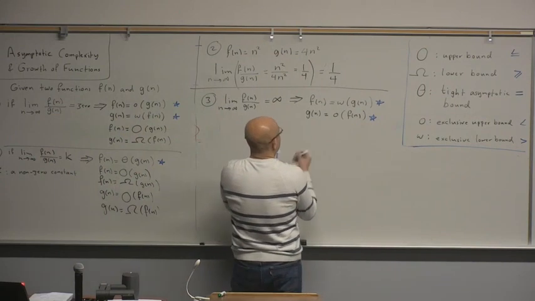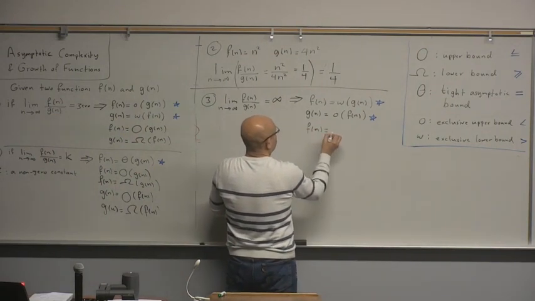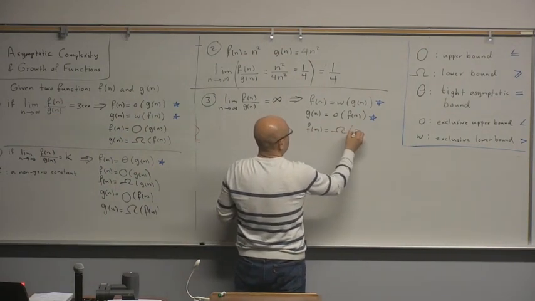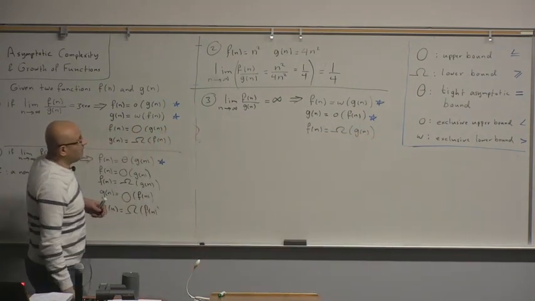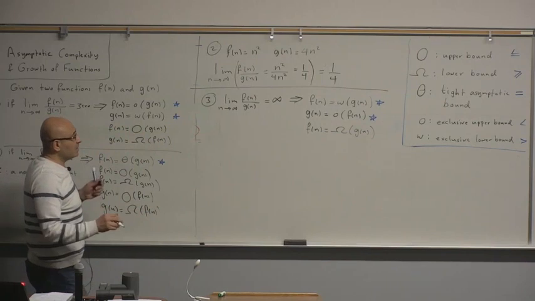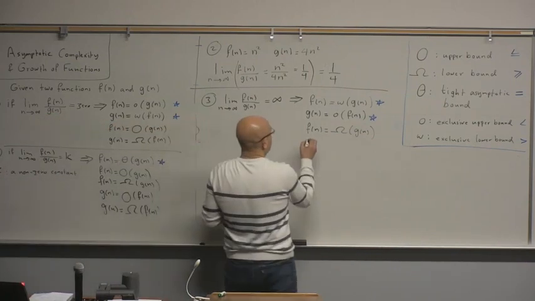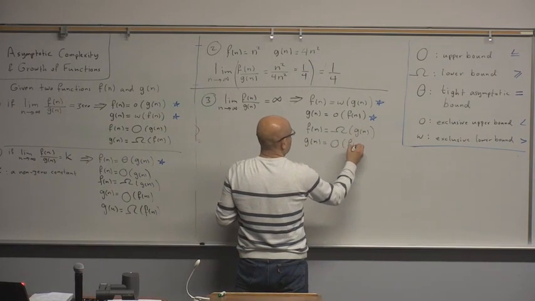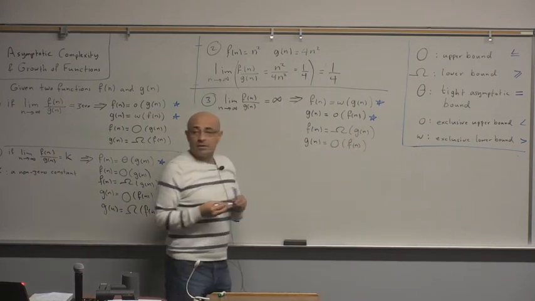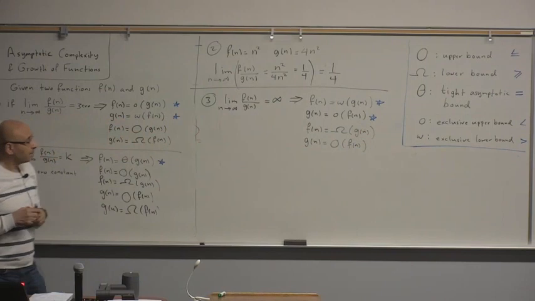So you can also say f of n equals big omega of g of n. So you can say it's greater than or equal, even though we know that it's greater than. And you can say g of n equals big O of f of n. Okay.